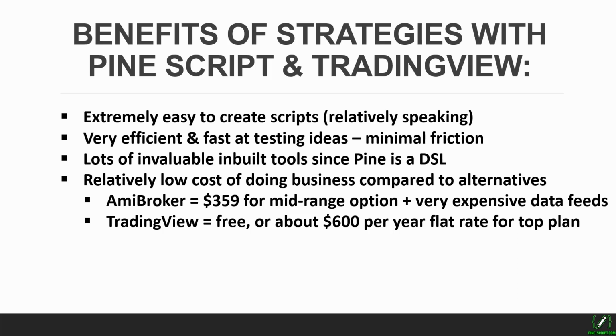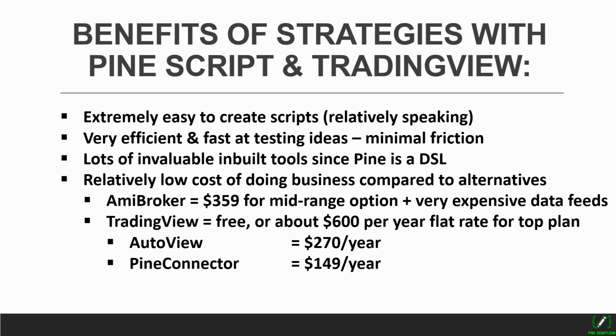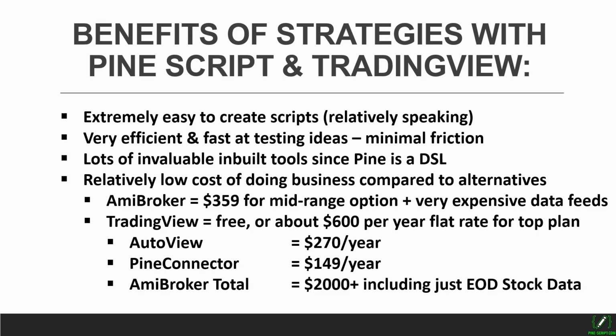Now, in terms of working with TradingView and third-party APIs, I'm only familiar with Pine Connector, AutoView, and 3Commas. I know that AutoView costs about $270 US per year as a subscription, which is relatively cheap if you're a serious trader. You should be able to afford that if you are serious about automating your trading. Pine Connector, on the other hand, is nearly half the price of AutoView at $149 US per year. And as I mentioned, Amibroker cost me over $2,000, closer to $3,000, and that's only including end-of-day stock data, not intraday data. So comparatively speaking, auto trading through TradingView is pretty damn cheap.